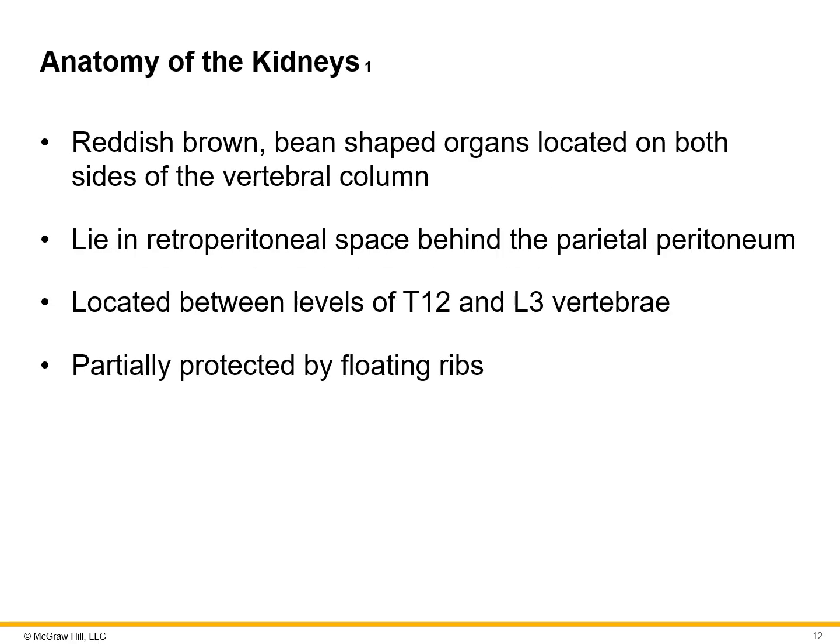So your kidneys, they are reddish brown. They're bean shaped, not very big, but they're on both sides of the vertebral column. But where is that at? So it's kind of between the lower thoracic region and the lumbar region. So that is your T12 and your L3. Okay. Now your kidneys are partially protected by your floating ribs, but they're not totally protected by them. So just make sure that you know that. All right, we're going to go to slide 15.